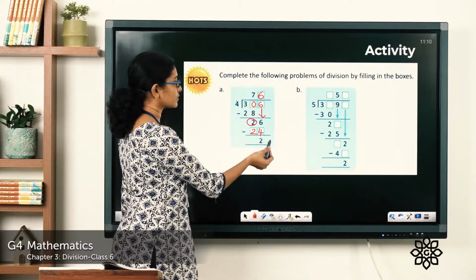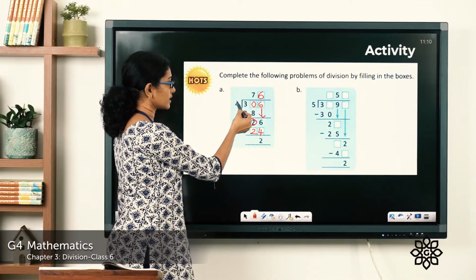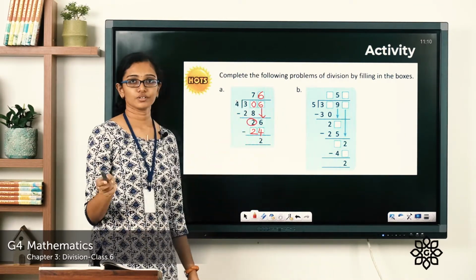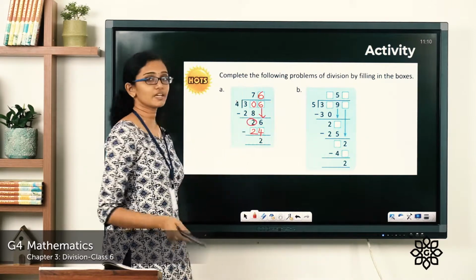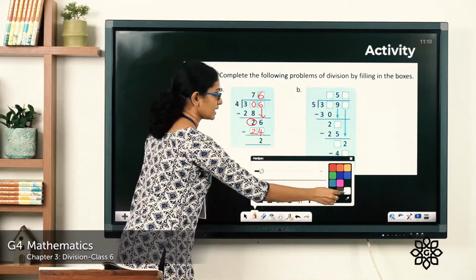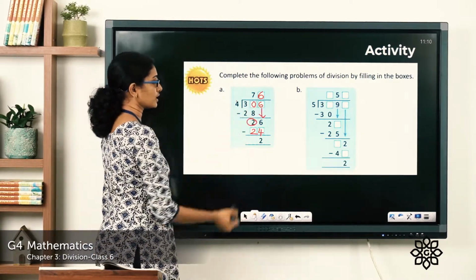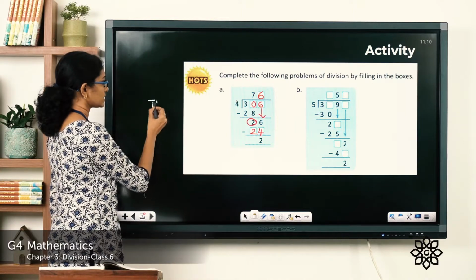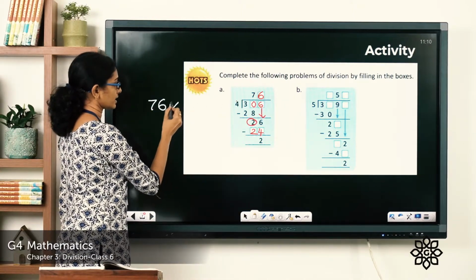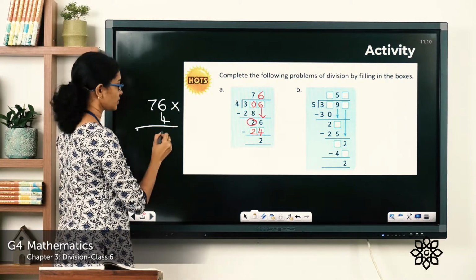Now let's check the division. How do we check the division? The quotient into the divisor plus the remainder should give you the dividend if the division was done correctly. So let's see if we get the dividend with that formula. So what is the quotient here? The quotient here is 76. What is the divisor here? It is 4.